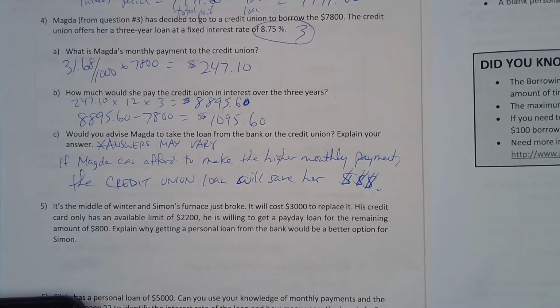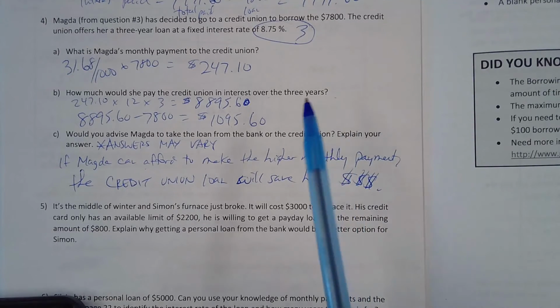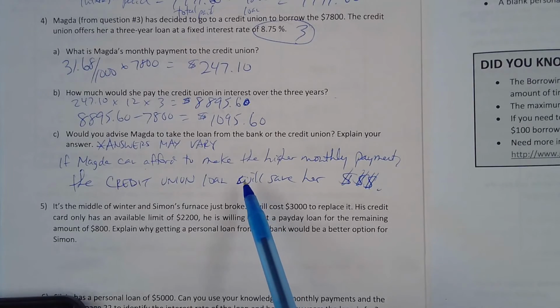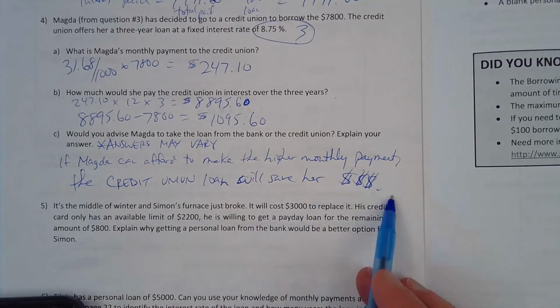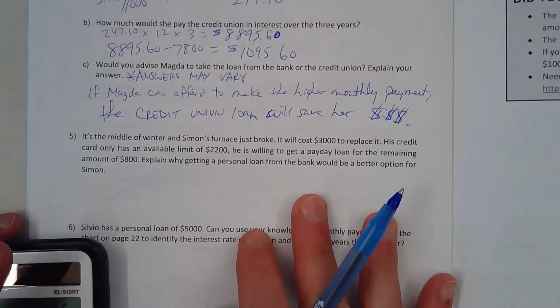Remember, when you leave a bank or credit union or whatever, should they be smiling at you as much as they were when you came in? No. Okay? They should still be friendly, but not quite as happy as when you showed up. Then you say they did a good job. The credit union loan? Yeah. Will save her money. Okay, number 5, almost done.